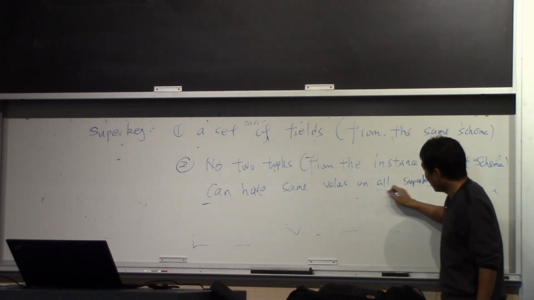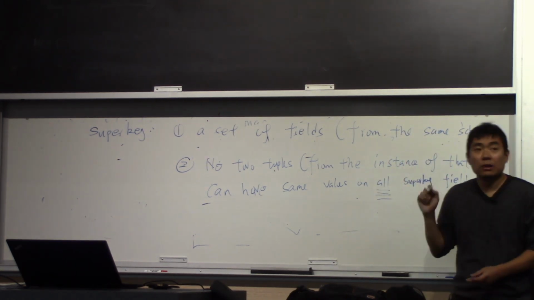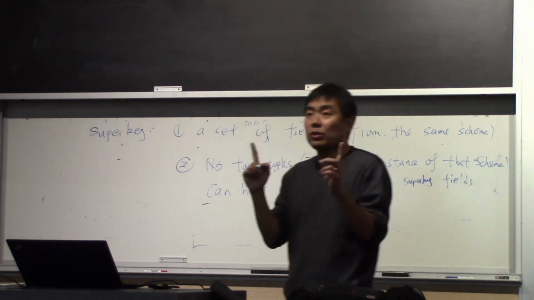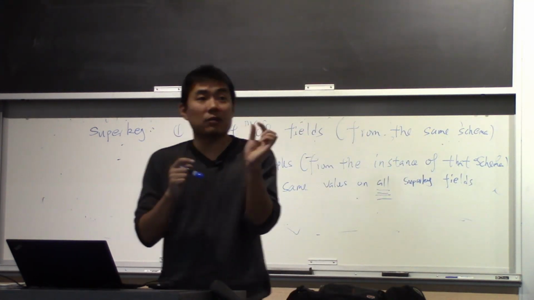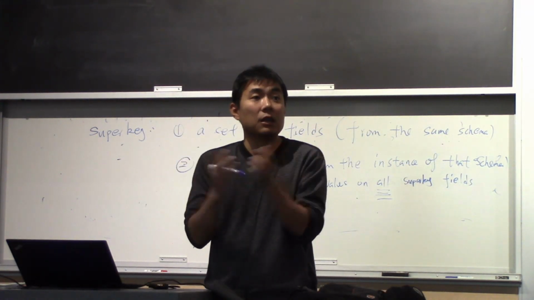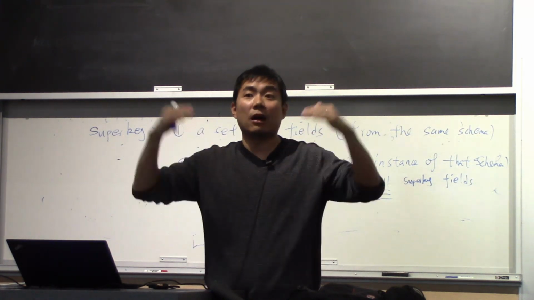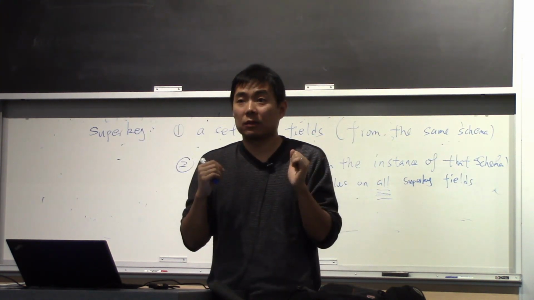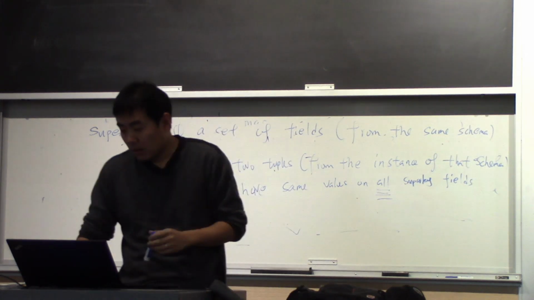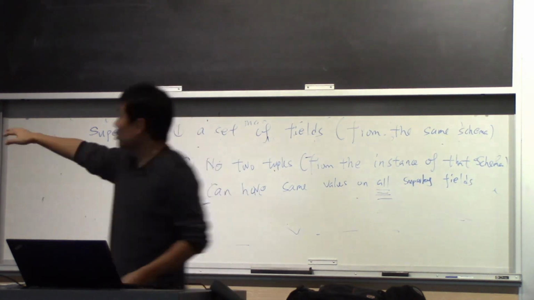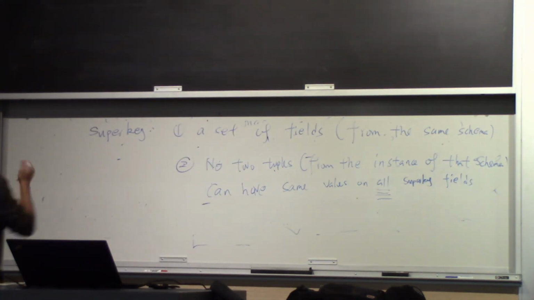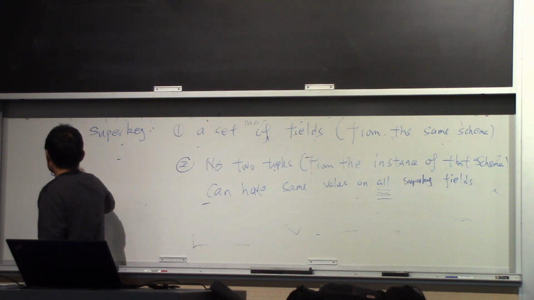The keyword is on all super key fields. Meaning that it's possible that two tuples may share the same values on some attribute from a super key, but they cannot have the same values on all super key fields. Okay? Let me give you an example. Let's use students as an example. Let's check. Is this a super key?